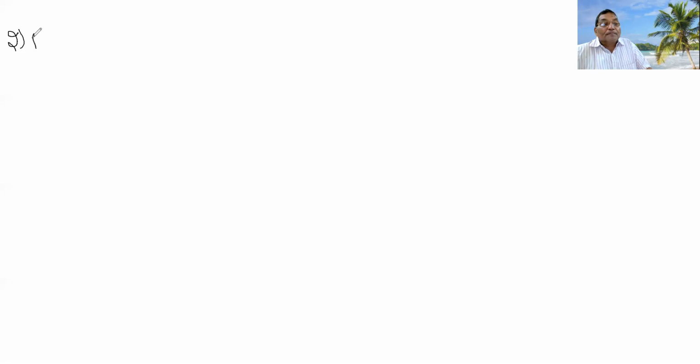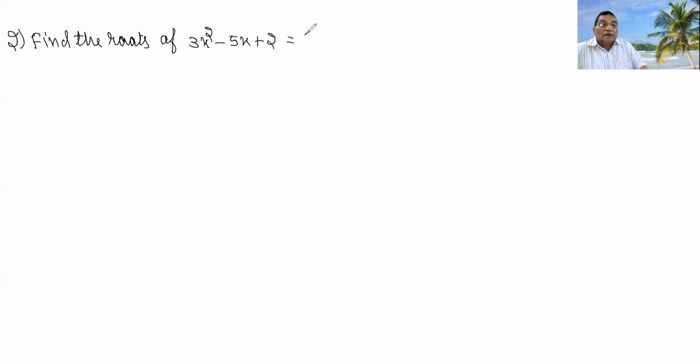Find the roots of 3x square minus 5x plus 2 equal to 0. Solution.